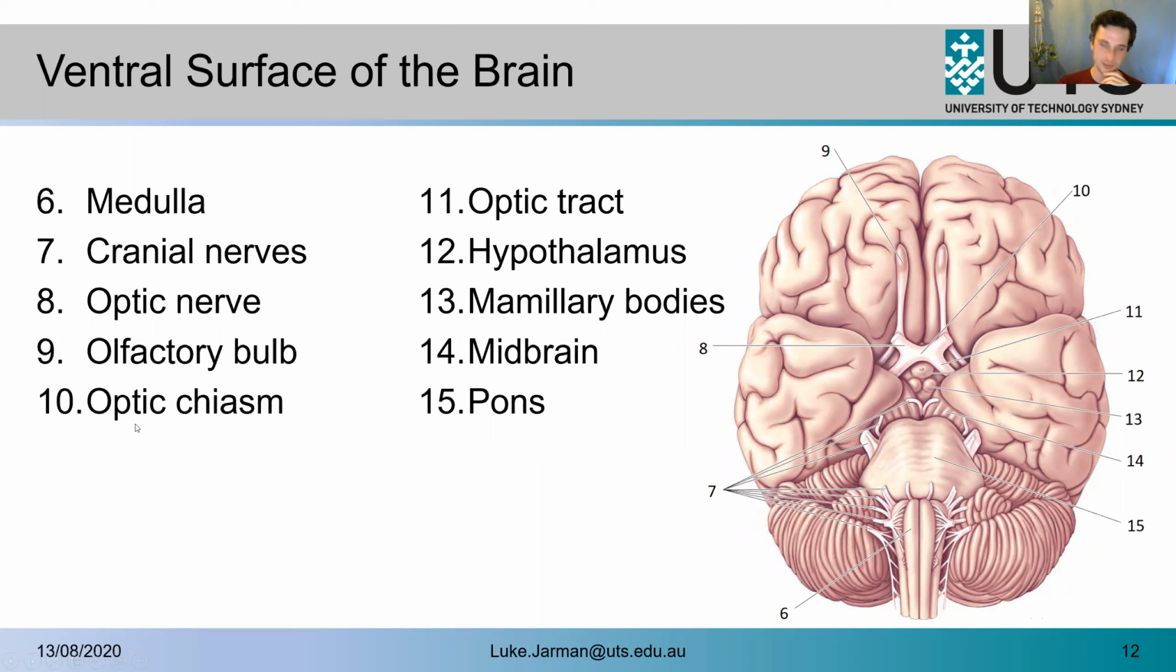10 is the optic chiasm, so this is just another view of it, and you can see that it forms that cross shape. That is literally your two optic nerves crossing over each other as they head into the brain for higher processing. 11 is your optic tract, 12 is your hypothalamus, 13 mammillary bodies, and 14 and 15 are your midbrain and your pons.